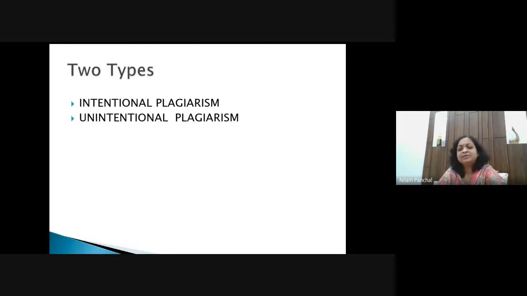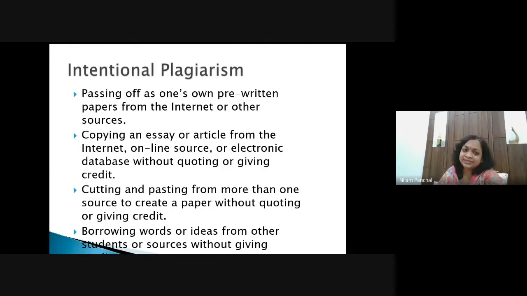Now there are two types here. One is intentional, the other is unintentional plagiarism. So intentional here means passing off as one's own pre-written papers from the internet or other sources, copying an essay or article from the internet, an online source, or an electronic database without quoting or giving credit. Now, this is very important. Many times we copy without giving credit, and this happens specifically in research papers. Cutting and pasting from more than one source to create a paper without giving credit.